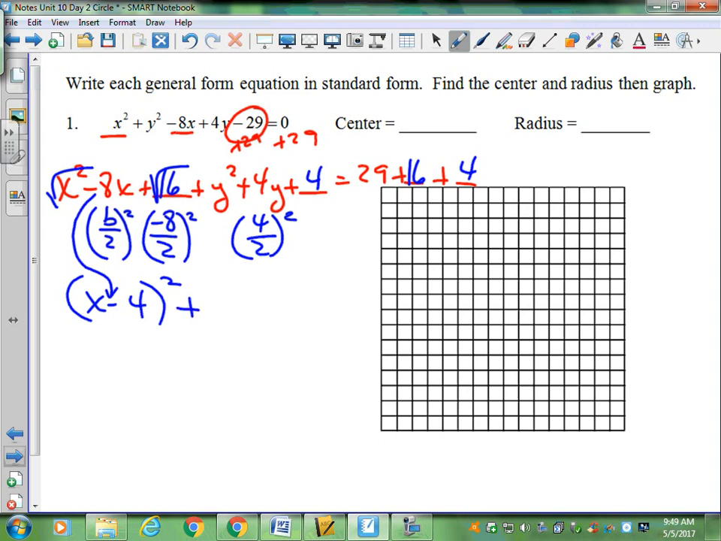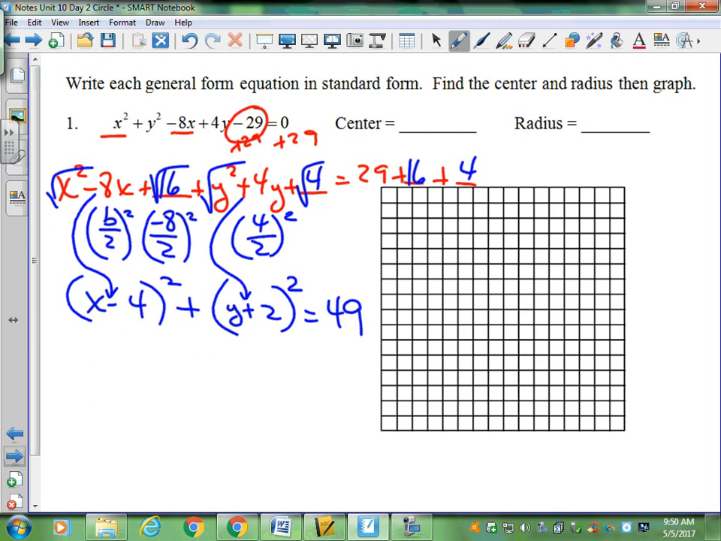Now over here, we're going to make a parentheses squared with the y's. So what will that be? Well, square root them. Y plus 2, and it's plus because the middle is plus. And then the other side, you add it all together, which makes 49. So now I can pull my center out and write it up there, and I can change my radius and take the square root and put it over there.